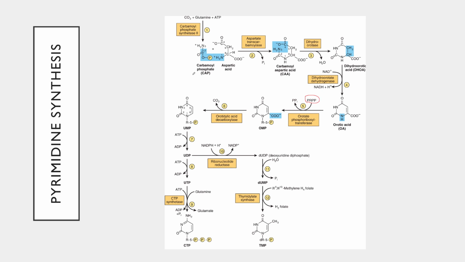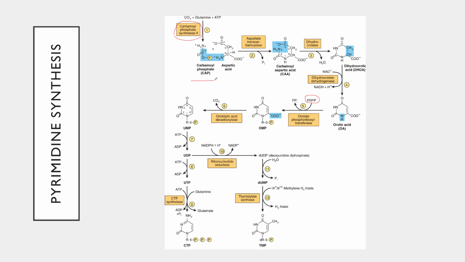So the initial step in the pathway involves a reaction catalyzed by our regulatory enzyme, and that's carbamyl phosphate synthetase 2. And this is a cytosolic enzyme that catalyzes a similar reaction to the enzyme carbamyl phosphate synthetase 1, which is mitochondrial and part of the urea cycle. So this is also our regulatory step for the pathway, and it results in the synthesis of carbamyl phosphate.